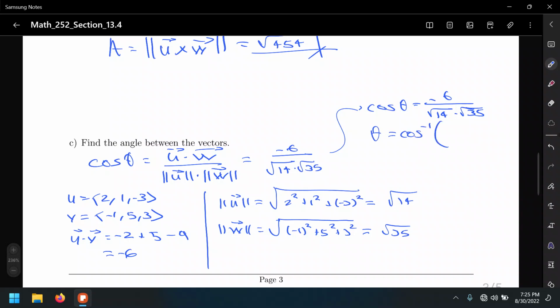Yes? Sorry, just because you put under the U, you could be... Oh, yes, that should be W. Yeah, should be W. Thank you. And W, yeah, everything else. Thank you. So that's negative 6 over root of 14, root of 35. And theta should be about 105.7 degrees. All right.